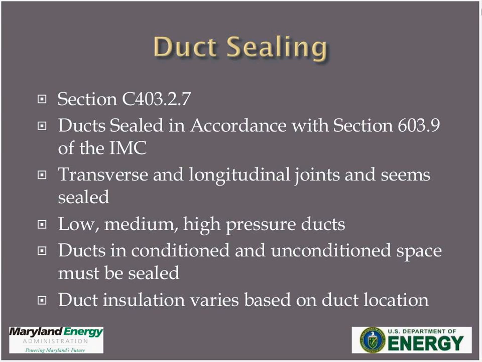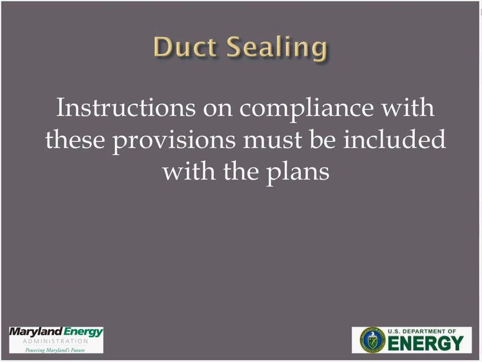C403.2.7. All ducts, including all transverse and longitudinal joints and seams, must be sealed in accordance with section 603.9 of the International Mechanical Code, regardless of whether they are inside or outside of conditioned space. Some specific duct sealing requirements vary based on whether they are low, medium, or high pressure ducts, while insulation requirements vary based on the duct location. Construction compliance with these provisions must be included with the plans.